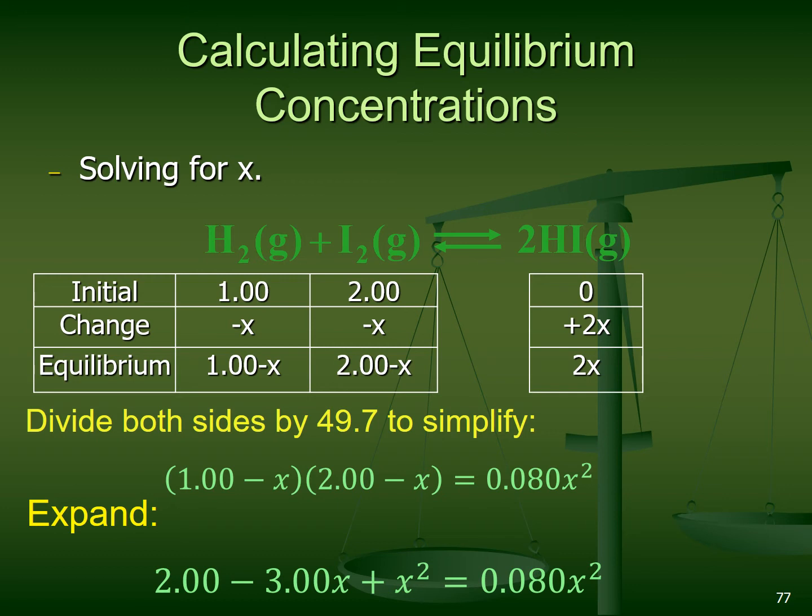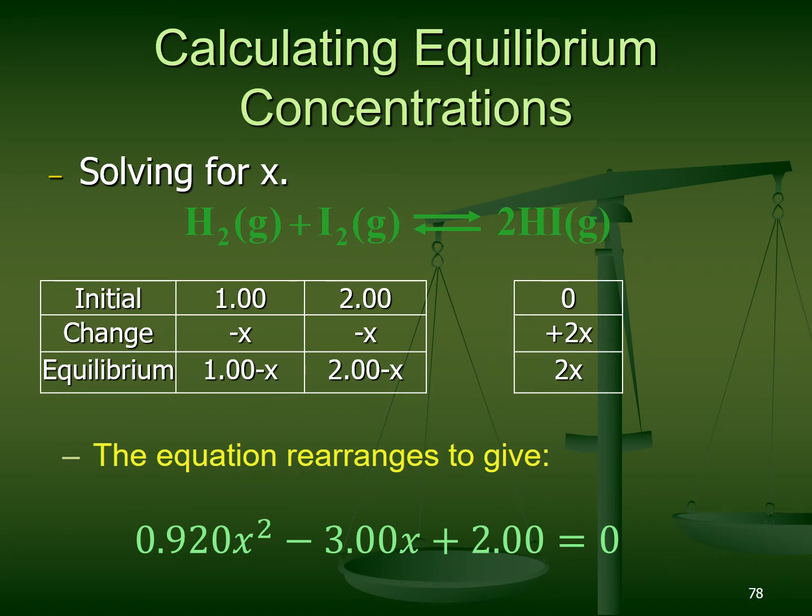We want to get all the terms on the same side equal to 0. So what I'm going to do is subtract 0.080 x squared from both sides. Once you subtract the 0.080 from 1, we get 0.92 x squared minus 3x plus 2 equals 0. We remember that we want to rearrange it this way so that we have our x squared first, our x next, and our no x term last, because then we can line them up with a, b, and c. So we know that a equals 0.920, b is negative 3, don't forget that negative, c is 2.